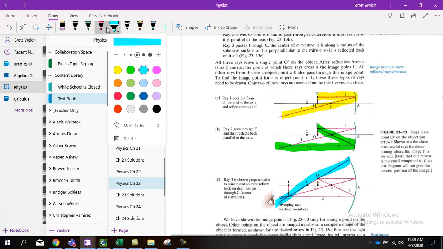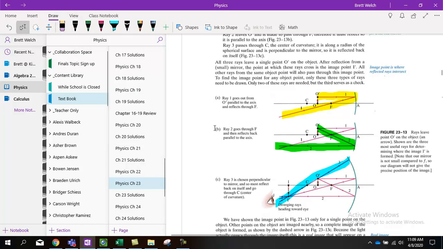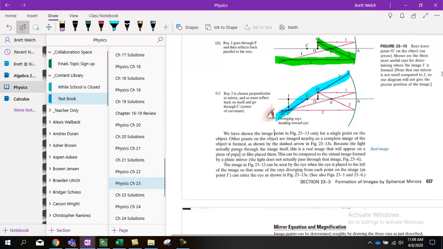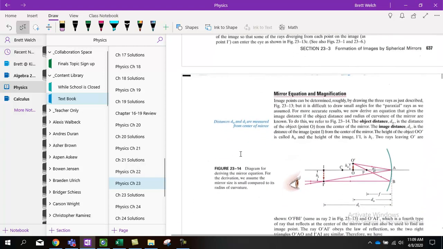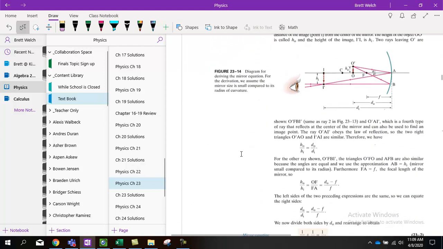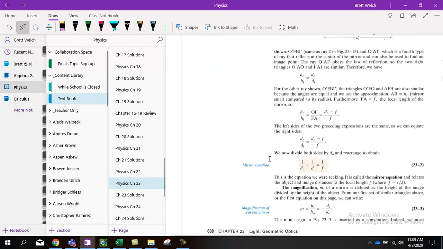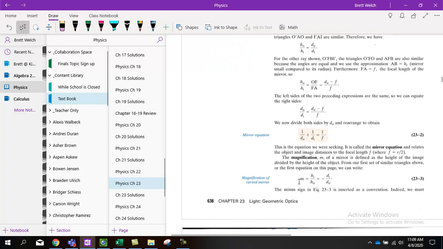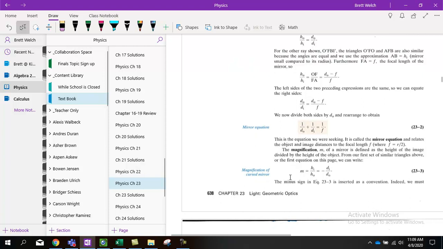Those 3 rays, parallel, then through the focus, then parallel, and straight through the center, are the 3 rays we'll use for ray diagrams over and over again. But we do need to talk about our mirror equation. Right here, there is the magnification equation. It's how much bigger or smaller it's gotten than before.